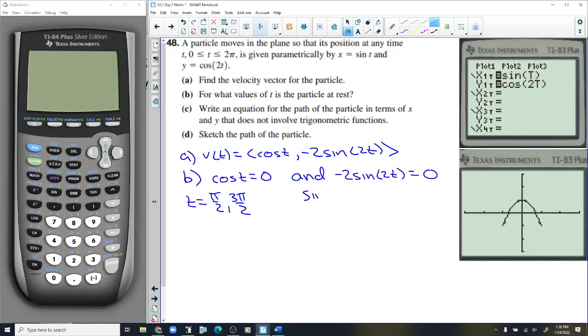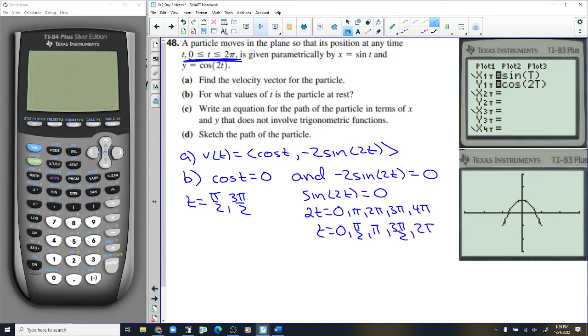If we divide by negative 2, that doesn't really affect what the zeros are. That's still 0. And then 2t is equal to 0. Sine is 0 at 0, at pi, at 2 pi, at 3 pi, and at 4 pi. Now I know to go all the way to 4 pi because when I divide by 2, that'll end up being 2 pi. We're going 0 to 2 pi right here. That's what it says right there. So t is 0, pi over 2, pi, 3 pi over 2, and 2 pi.